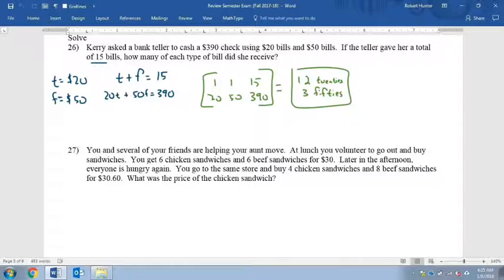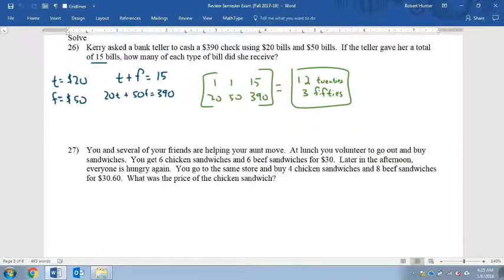All right. You and several of your friends are helping your aunt move. At lunch, you volunteer to go out and buy sandwiches. You get 6 chicken sandwiches and 6 beef sandwiches for 30 bucks. Later in the afternoon, everyone is hungry again. You go to the same store and buy 4 chicken sandwiches and 8 beef sandwiches for $30.60. What was the price of the chicken sandwich?